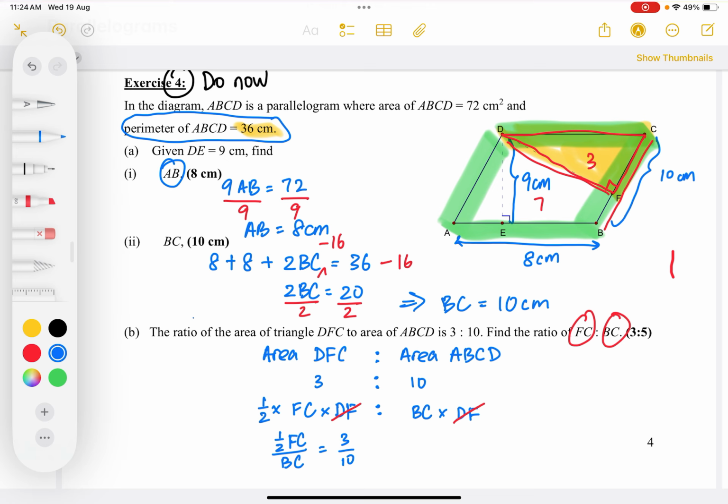Okay? Since we want FC to BC, we want to get rid of this half over here. We do so by multiplying by 2 on both sides. So we multiply this by 2. Then to be fair, you also multiply by 2 here. The result will be FC to BC is 3:5. So the ratio that is required, answer 3:5.